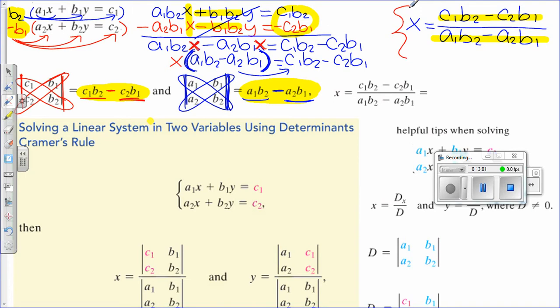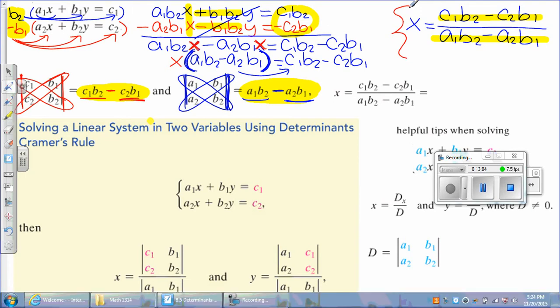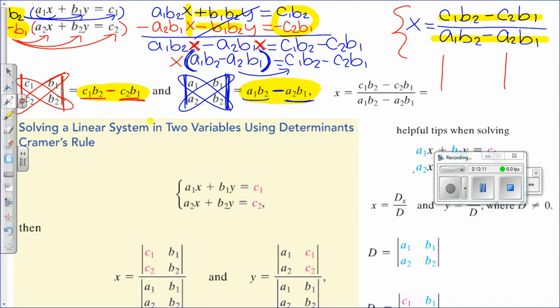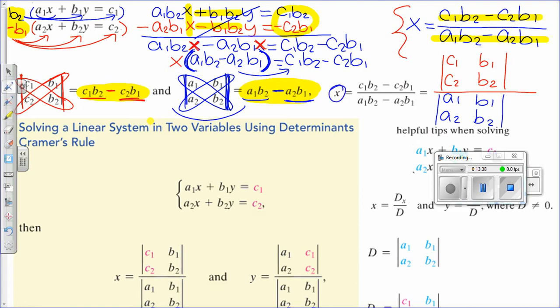So what we can say here is that x is going to be found by dividing the determinant of c1, c2, b1, b2. We're going to divide that by this determinant here, a1, a2, b1, b2. And so that right there, that is how we're going to find x.